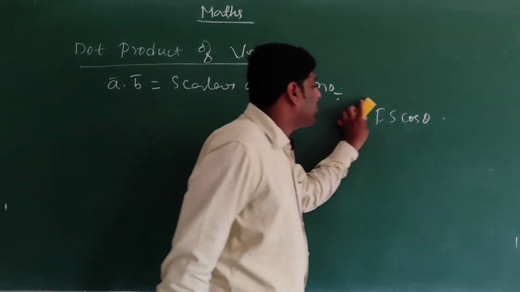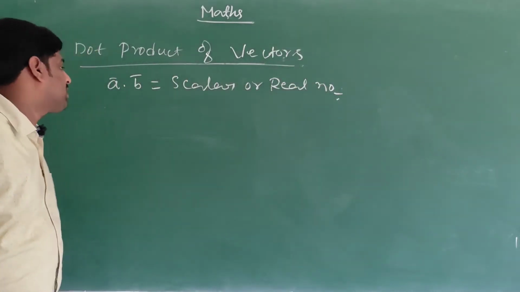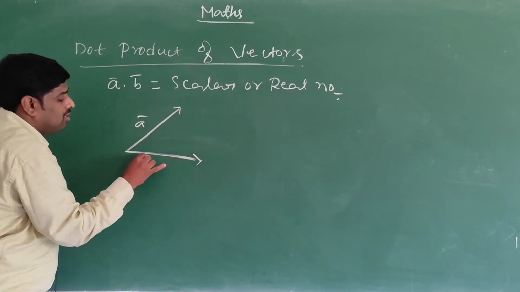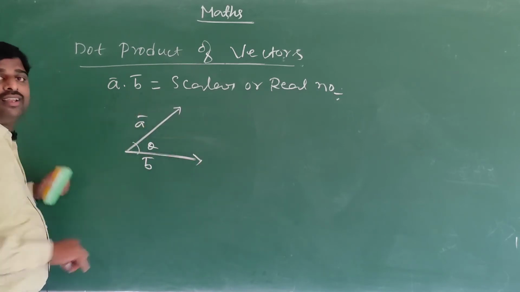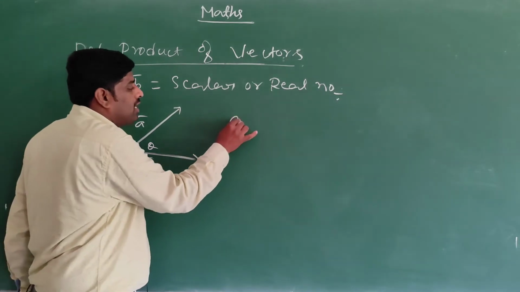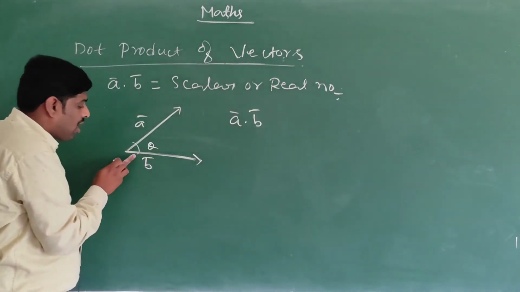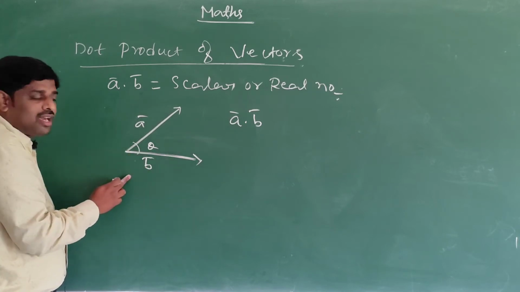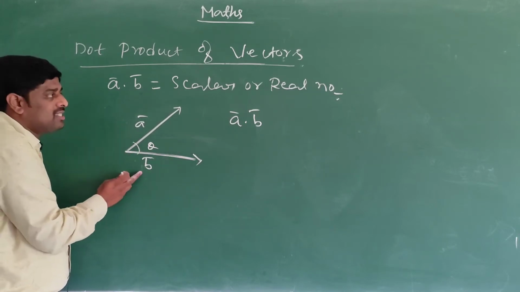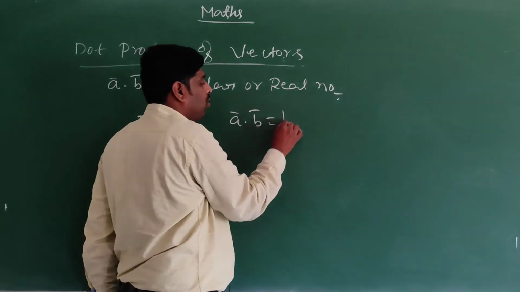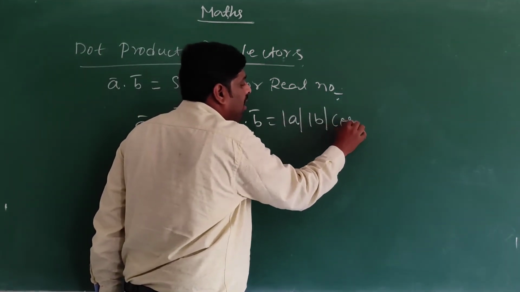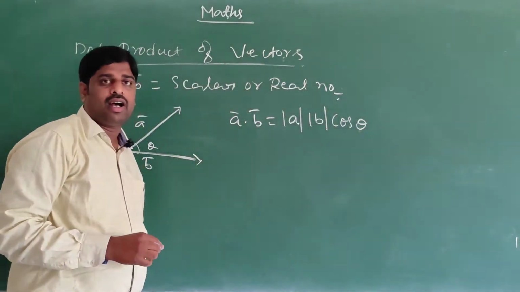Now, according to mathematics. Here this is a bar, this is b bar, and this is angle theta. Now I want to find this angle. These are two vectors. The dot product of these two vectors is a bar dot b bar equals magnitude of a bar, magnitude of b bar into cos theta.